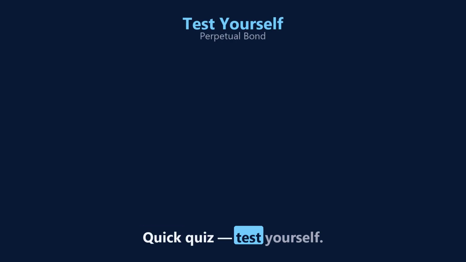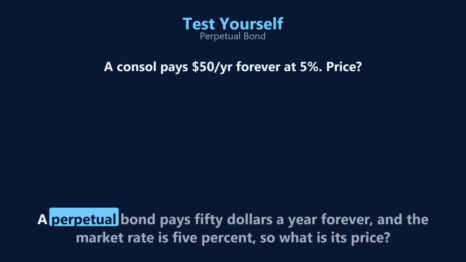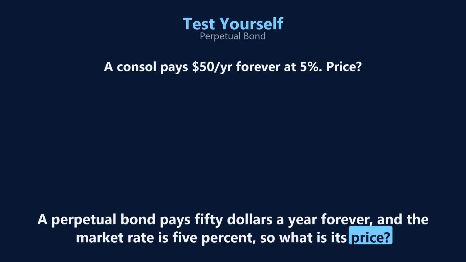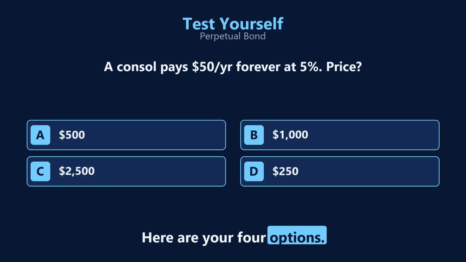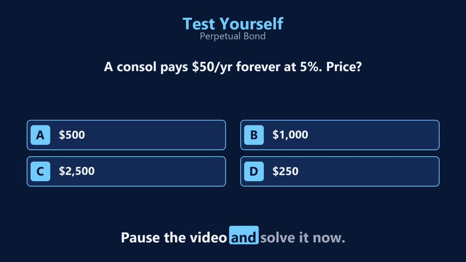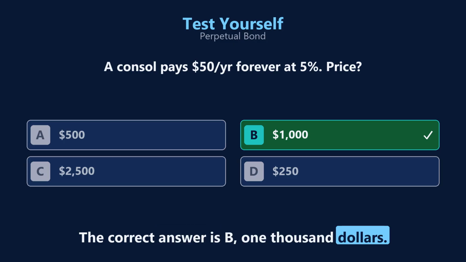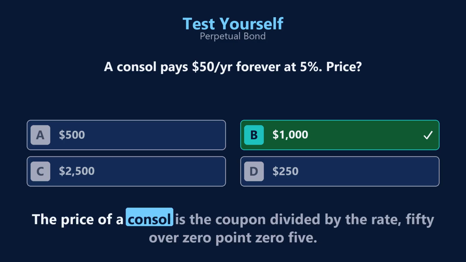Quick quiz, test yourself. A perpetual bond pays $50 a year forever, and the market rate is 5%, so what is its price? Here are your 4 options. Pause the video and solve it now. The correct answer is B, $1,000. The price of a consul is the coupon divided by the rate, 50 over 0.05.